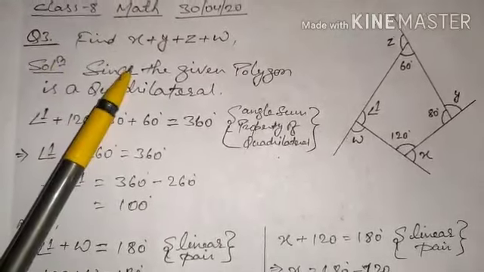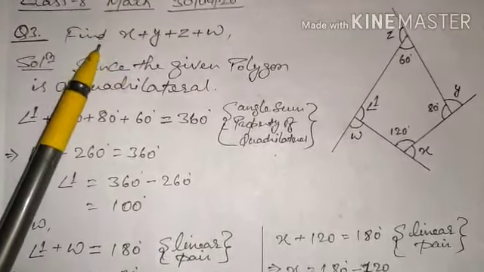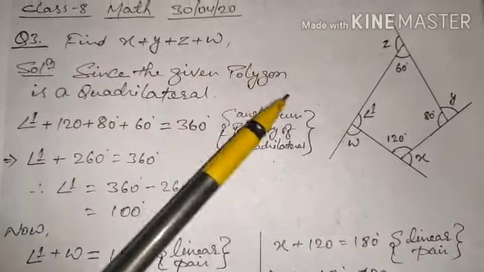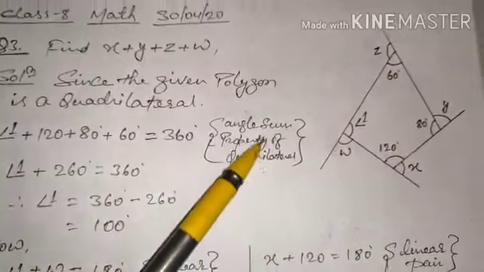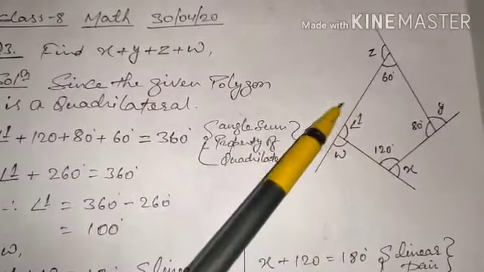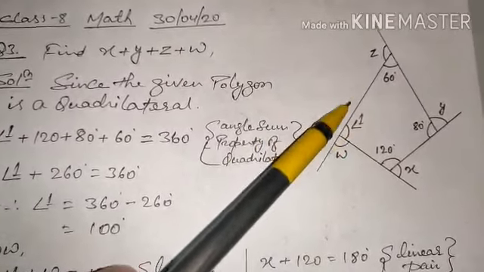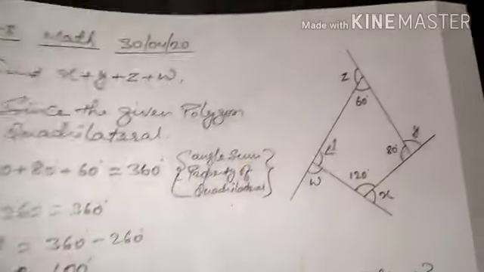So the question is simply saying, this is the question of NCERT only, find x plus y plus z plus w. So you can see that x, y, z and w, all the angles are the exterior angles of this polygon, and this polygon is a quadrilateral. 1 2 3 and 4, it is a quadrilateral.